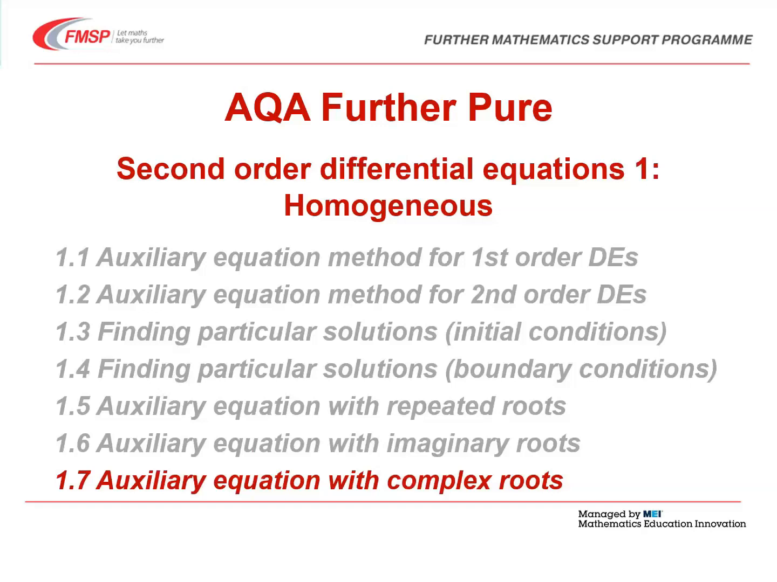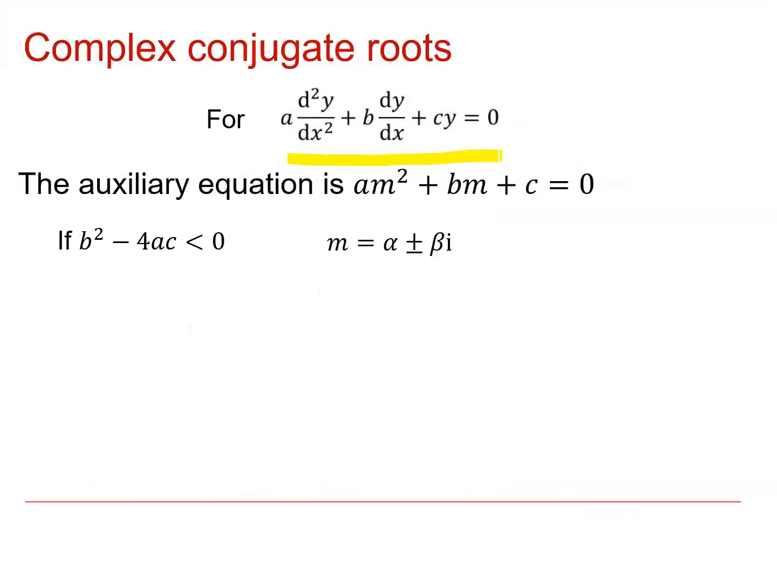This is a video for AQA Further Pure, second order differential equations 1, homogeneous equations, 1.7, auxiliary equation with complex roots. So again, for this general second order differential equation with this auxiliary equation, if the discriminant is less than 0 and b is non-zero, I'm going to get roots to the auxiliary equation of the form alpha plus or minus beta i. So how does that affect the general solution?